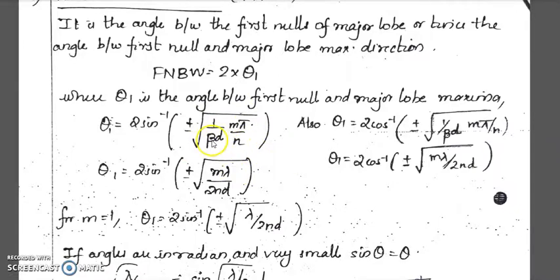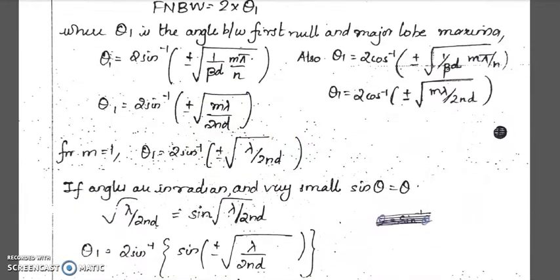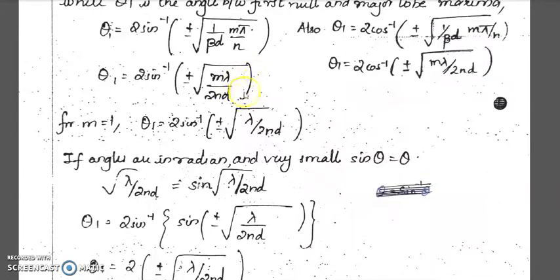And you can substitute the value of beta, that is 2 pi by lambda, and here we find the general equation. That's why we do not substitute the value for n. Okay, and d. Then here we consider the first null beam width. So first null points occur at m equal to 1. Substitute m equal to 1. You will get theta 1 is equal to 2 into sine inverse plus or minus square root of lambda by 2nd.